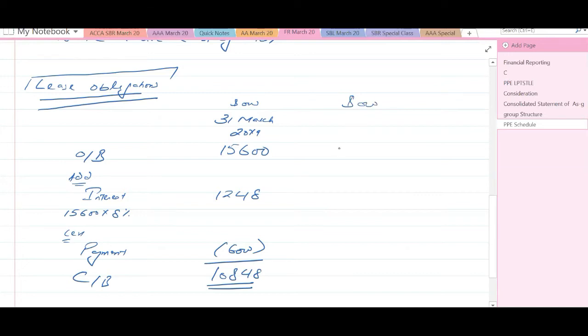As you know, we have to do one year extra working in order to split the liability between current and non-current. So 10,848, and again 8% gives you 868, and then again 6,000. You can check the calculation yourself as well. Sometimes, you know, there is a mistake, so make sure you have the calculator as well. 10,848 plus 868 and minus 6,000. So it's 5,716.